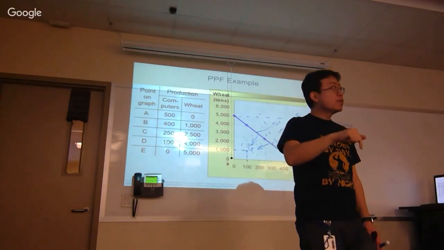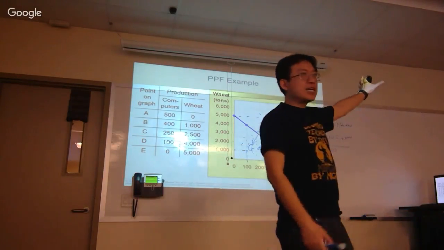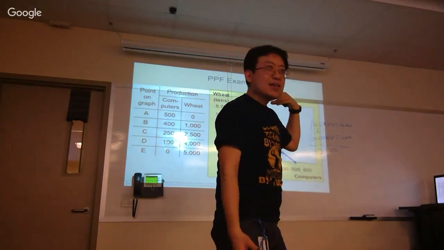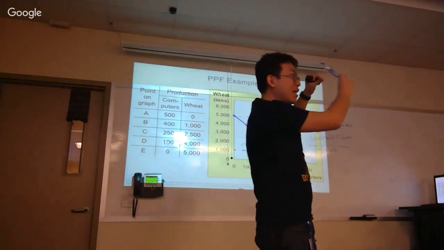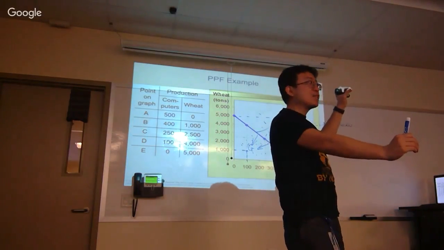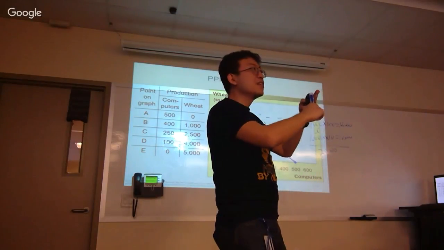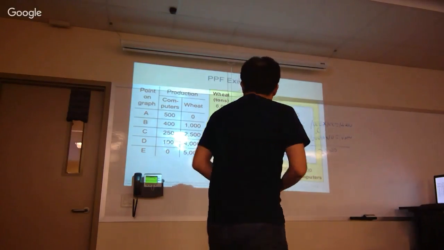So in your dream, I will tell you, points outside are called impossible because we don't have enough resource. Points inside are called inefficient because we're not using everything we have. And points on the line are called efficient because we're using everything we have. Make sense? I guarantee it will be on the quiz, on the test. All right? Okay, let's continue.